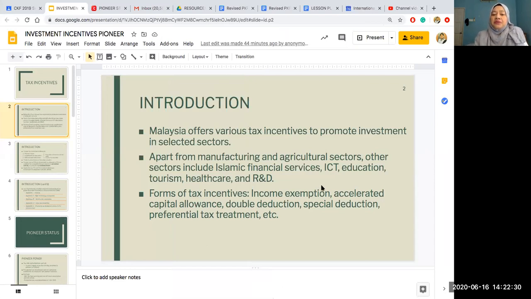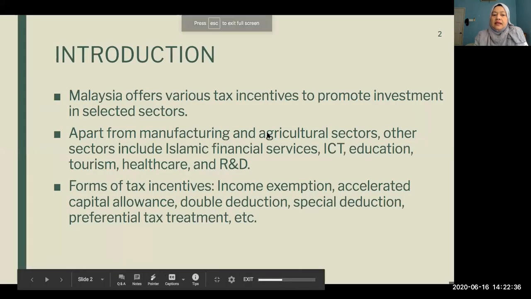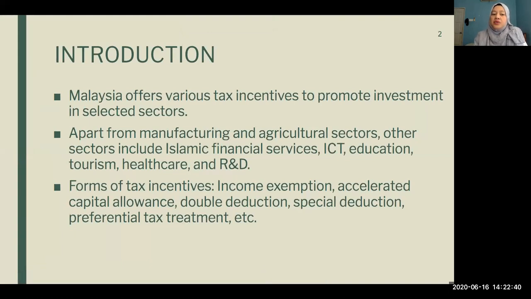Apart from the manufacturing and agriculture sectors, other sectors include Islamic financial services, ICT, education, tourism, healthcare, and R&D. These are the other sectors where the government gives a lot of incentives. The form of the incentive, for example, is income exemption. What do you mean by income exemption?